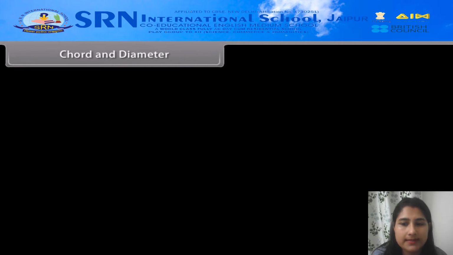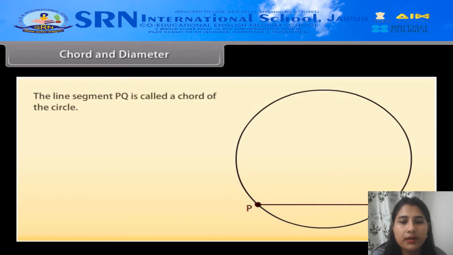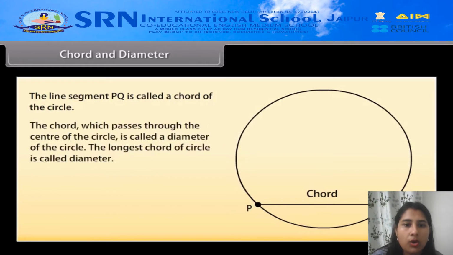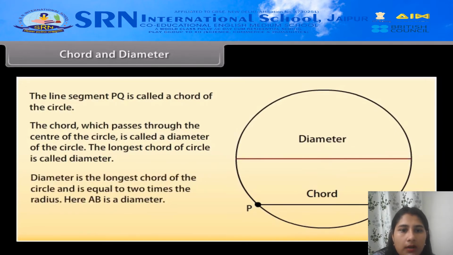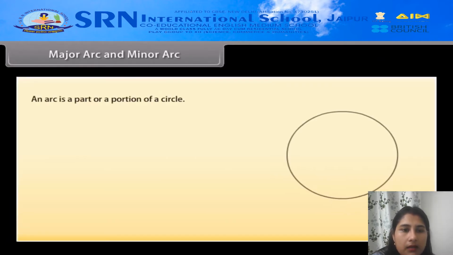Now what is a chord and diameter? Now see, a circle is drawn where you can find the radius. A line segment PQ is called a chord of the circle. The chord which passes through the center of the circle is called a diameter of the circle. The longest chord of a circle is called diameter. Diameter is the longest chord of the circle and is equal to 2 times the radius.